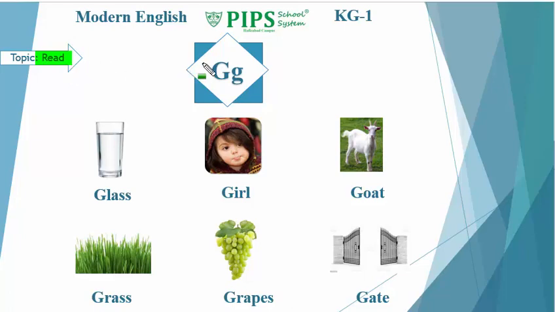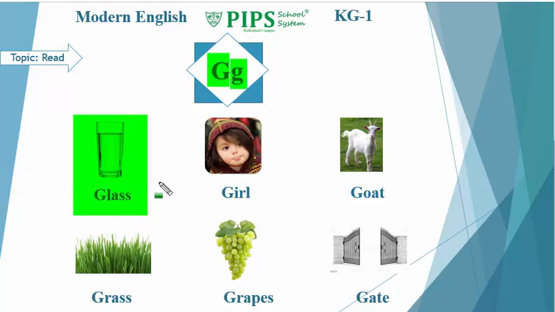What are you watching? Do you know the name of this letter? The name of this letter is G. This is a capital letter G and this is a lowercase letter G. Sounds like G. Let's learn which things begin with the letter G.